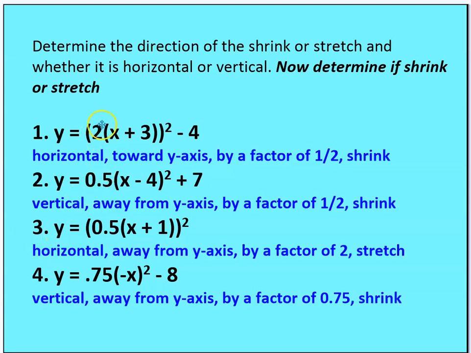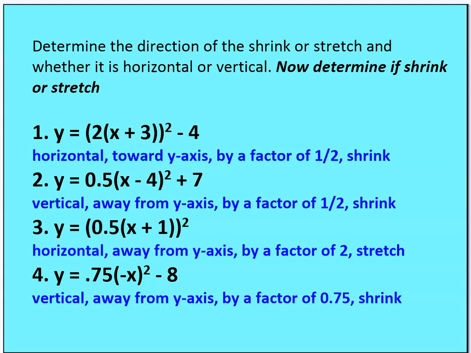Okay, so for the first one, I'm going to shrink by a factor of 1/2. I'm shrinking towards the y-axis. Then I have a vertical shrink by a factor of 1/2. I'm shrinking away from the y-axis. Next one is a horizontal stretch by a factor of 2. I am stretching away from the y-axis. And then finally, vertical shrink. I am shrinking away from the y-axis by a factor of 0.75.